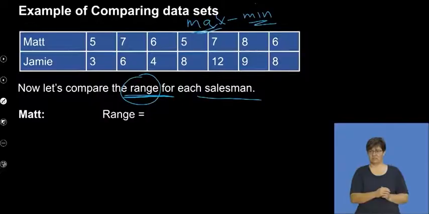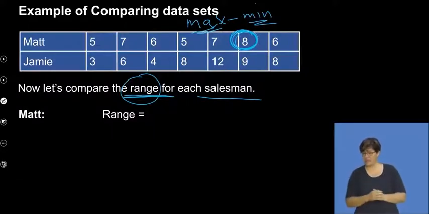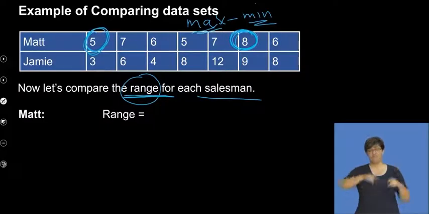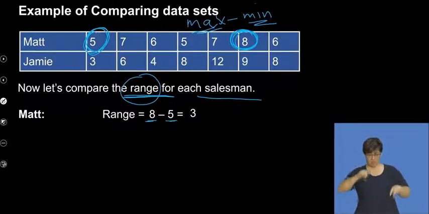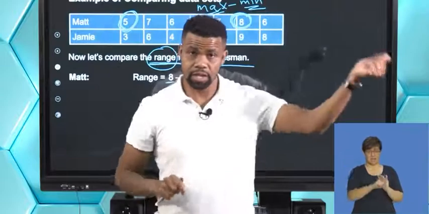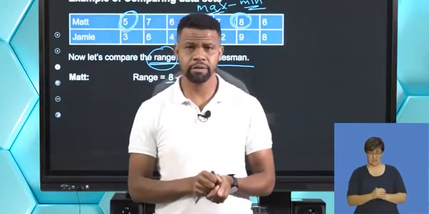So if you look at Matt, what is the range for Matt? What is Matt's highest value? Matt's highest value was 8. That's the highest number of cars he sold. And what about the lowest? The lowest is 5. That's for Matt. So Matt's range is 8 minus 5, which equals 3. Are we together? That's the range for Matt. The highest minus the lowest, we get 3.